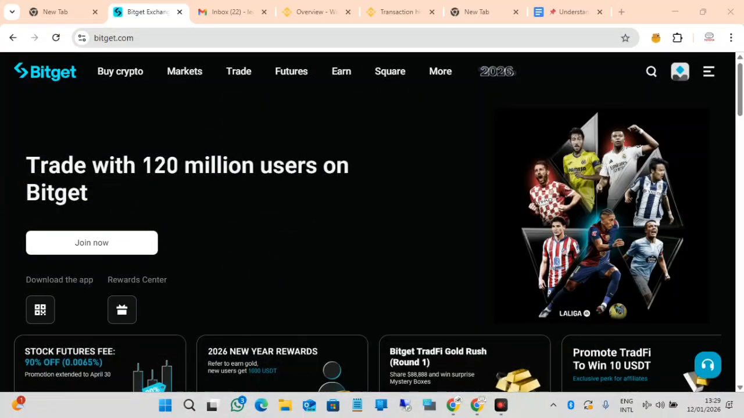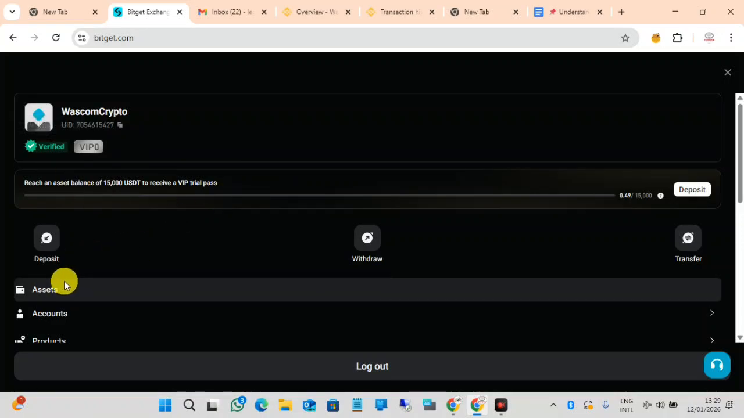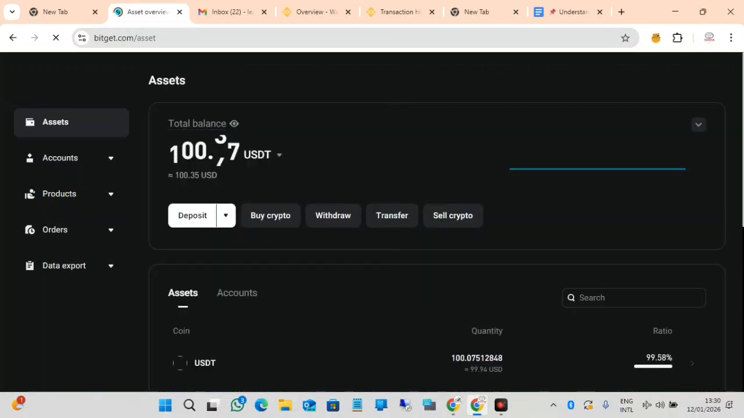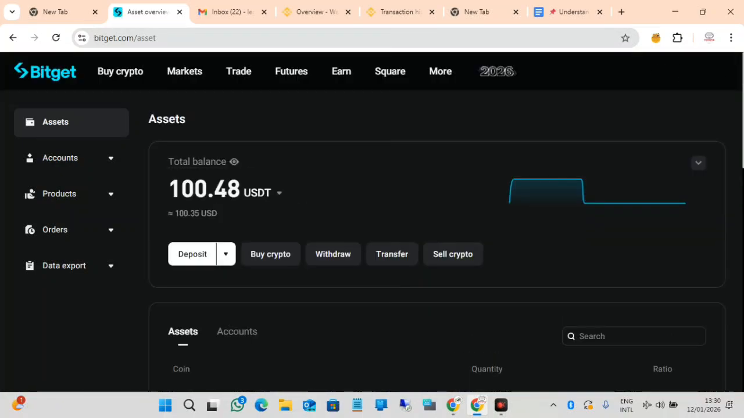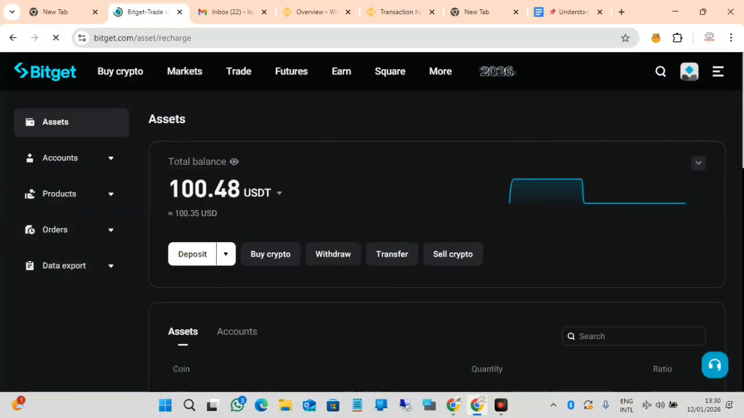Before we go into the video, the first thing you need to do is make sure you have money in your asset area before you can start trading futures markets or whatever markets you want, either spot trading or futures trading. This is the spot account, and you click on the deposit icon to put money there.